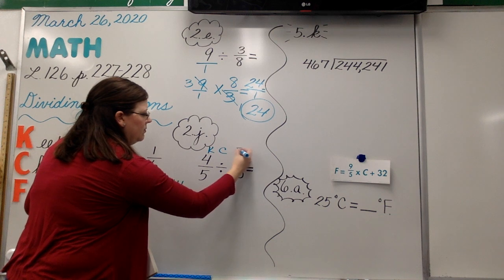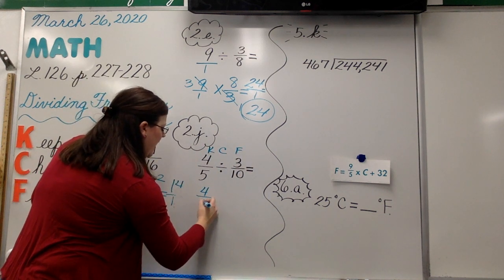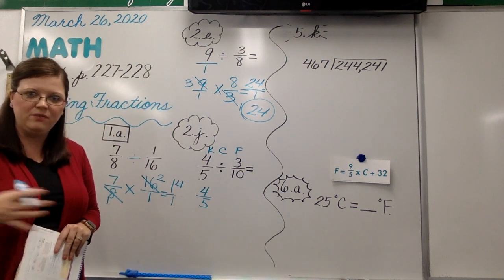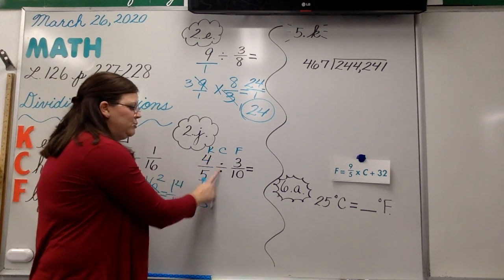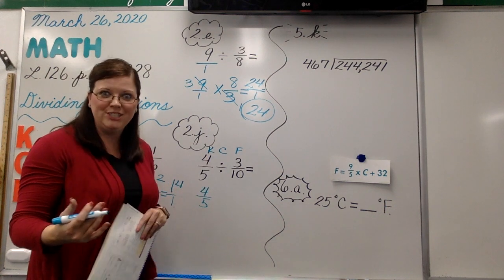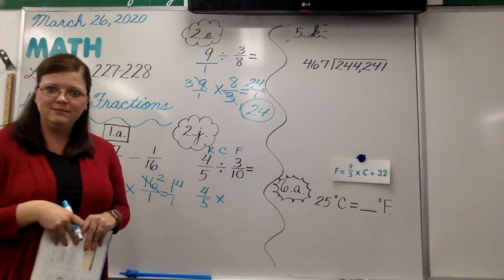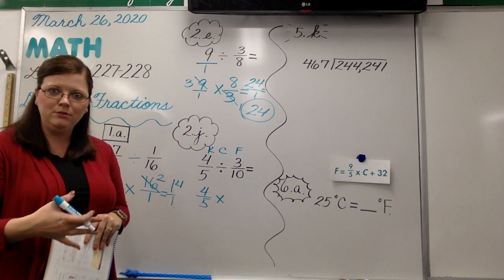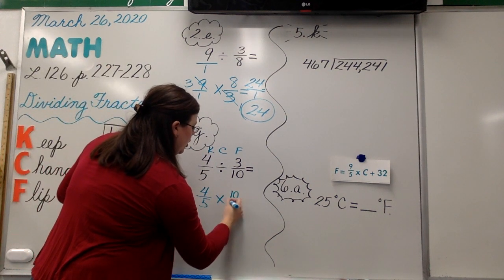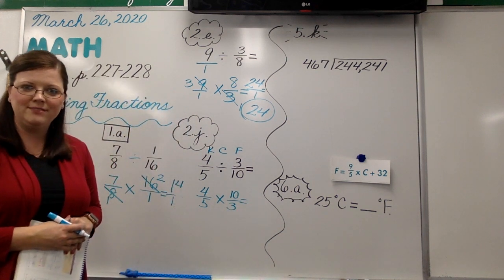Here we go. Keep, change, flip, KCF. 4/5. I keep that exactly the way it is, 4/5. I change my sign from division to multiplication, the opposite. Finally, flip the final fraction. 3/10 becomes 10/3.